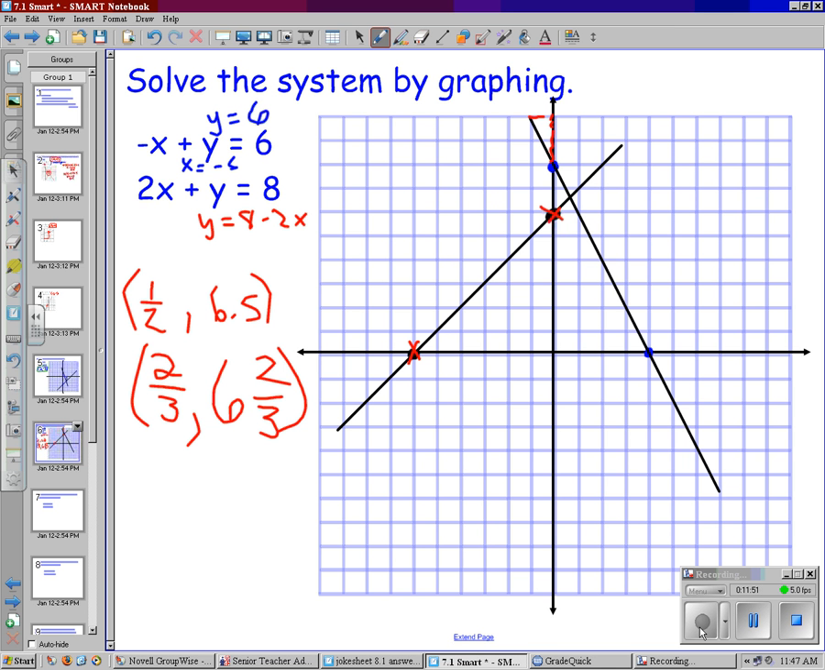See if it works. Negative 2/3 plus 6 2/3? 6. 2 times 2/3. Oh, come on, multiply fractions. 2 times 2/3, 4 over 3. Then add that to 6 2/3. It equals 8. It works. So this point over here is actually 2/3 comma 6 2/3. Okay, not the friendliest answer in graphing.